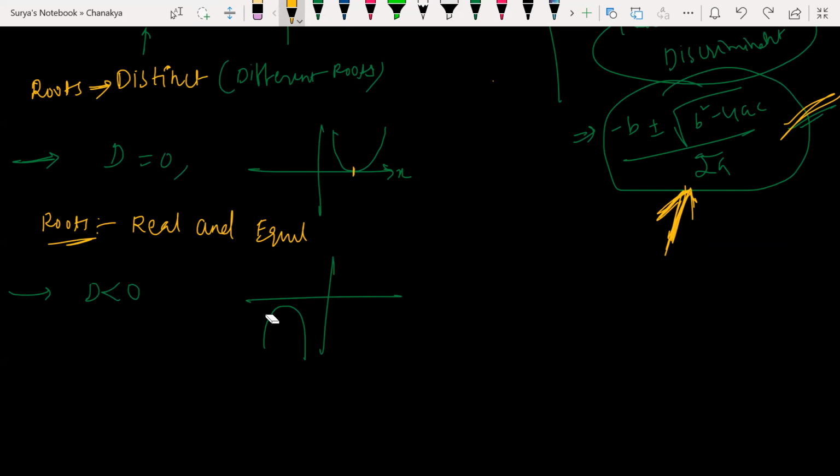I hope it is clear. आया समझ? When the discriminant is less than 0, the parabola can be entirely above or below the x-axis, but it should not touch the x-axis. That is the main point here. There is no point of contact between the x-axis and that particular parabola. Is it clear with everyone?